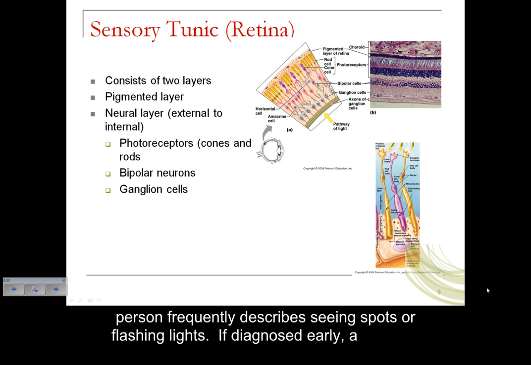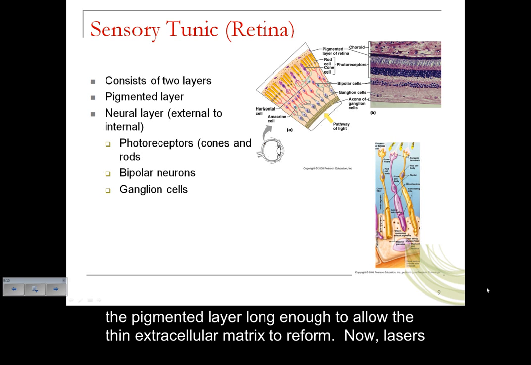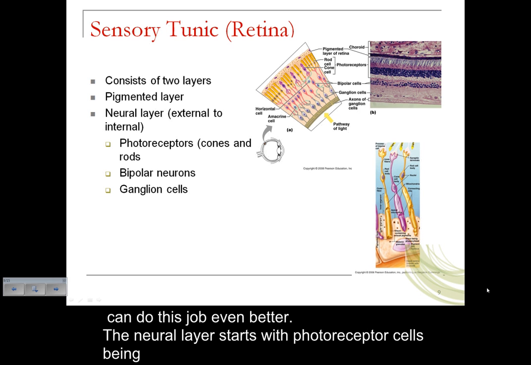If diagnosed early, a bubble can be inserted into the posterior chamber that pushes the neural layer flush against the pigmented layer long enough to allow the thin extracellular matrix to reform. Now, lasers can do this job even better.